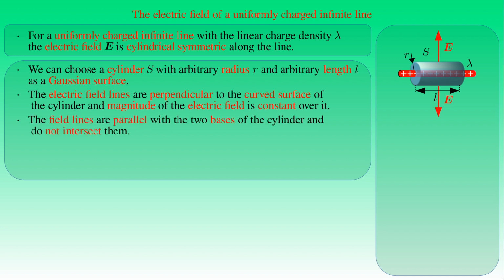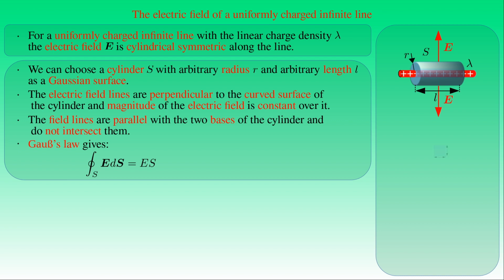The electric flux through the cylinder is given by the surface integral of the electric field over the cylinder, which can be split into the integrals over the three parts of the cylinder, the curved surface and the two bases. Since the field lines do not intersect the bases, the flux through them vanishes. Then the integral of the electric field E over the Gaussian surface S reduces to the integral over its curved surface, which is equal to the magnitude E over the surface, times the area S of the surface.